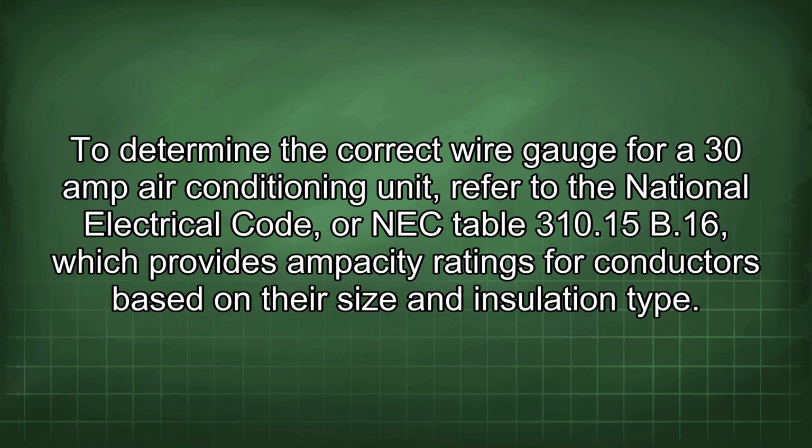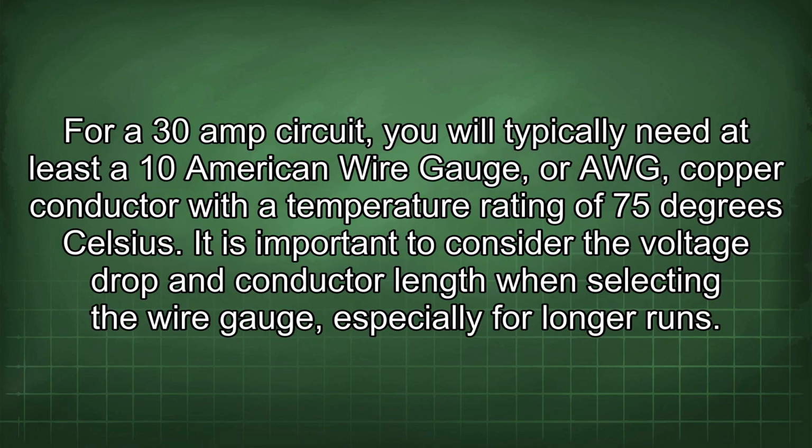To determine the correct wire gauge for a 30 amp air conditioning unit, refer to the National Electrical Code, or NEC, Table 310.15(B)(16), which provides ampacity ratings for conductors based on their size and insulation type. For a 30 amp circuit, you will typically need at least a 10 American Wire Gauge, or AWG, copper conductor with a temperature rating of 75 degrees Celsius.